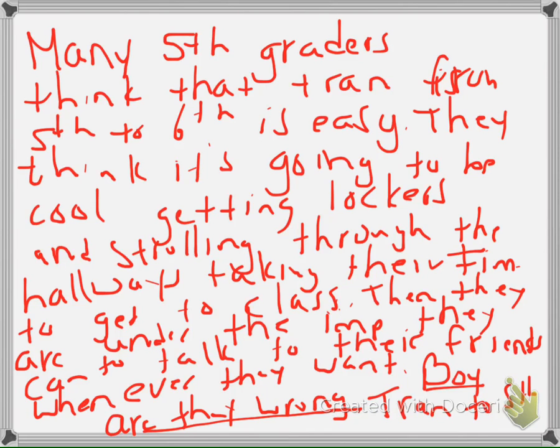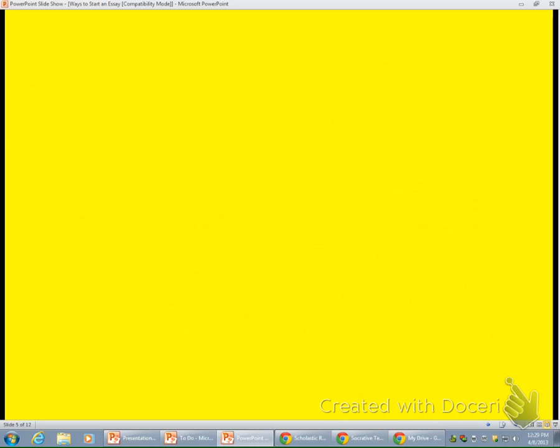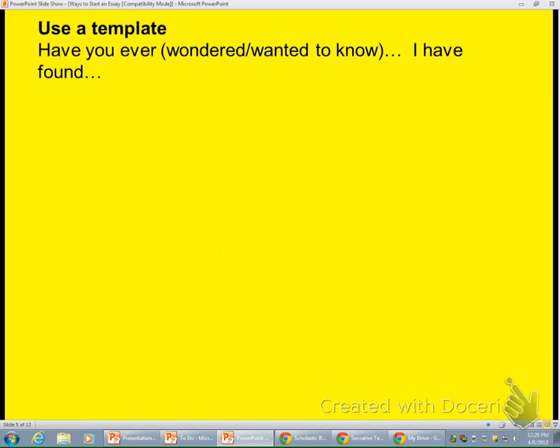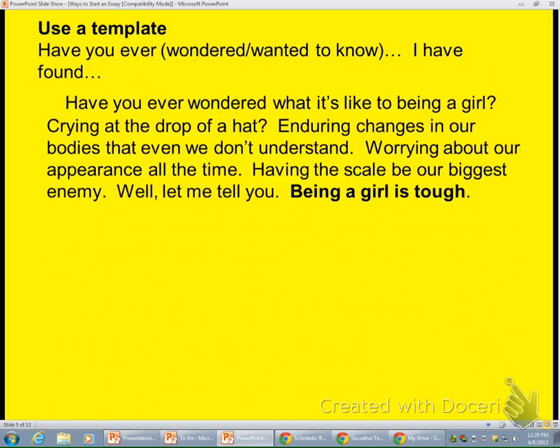But you have to remember, this does not work for every single thesis. All right? So in that case, I have additional strategies. Okay, so if you look at this one, this is using a template again. And I don't know if I want to do this one, but I'll try it anyway because it's a series of questions. So remember how I said, starting with the question is very elementary? It doesn't have to be if you do it in a sophisticated kind of way. So if you look, you start off with, have you ever wondered, wanted to know, and then I have found. So go ahead and just read this on your own, and we'll talk about it in a mature way.